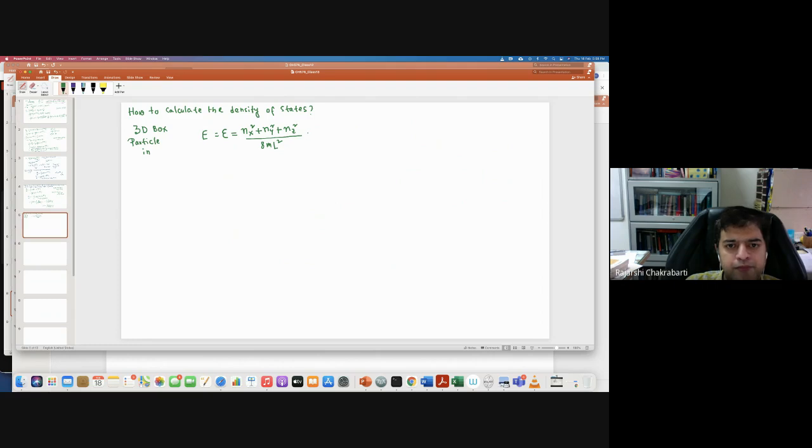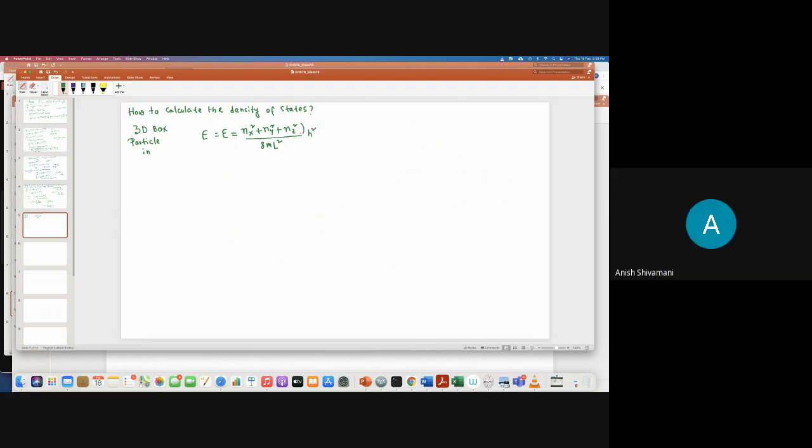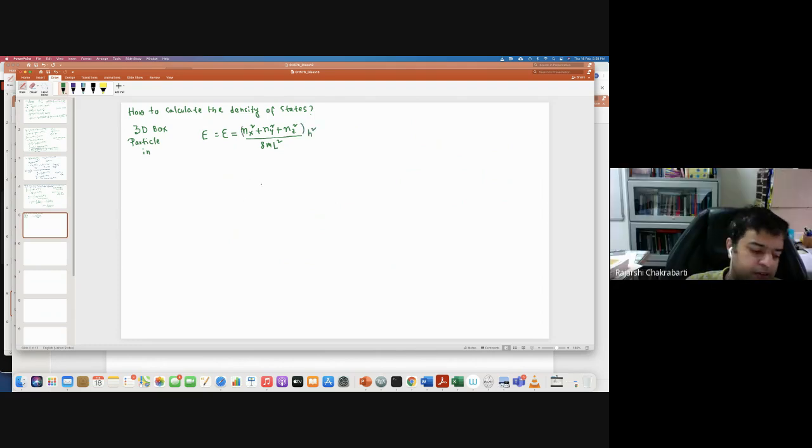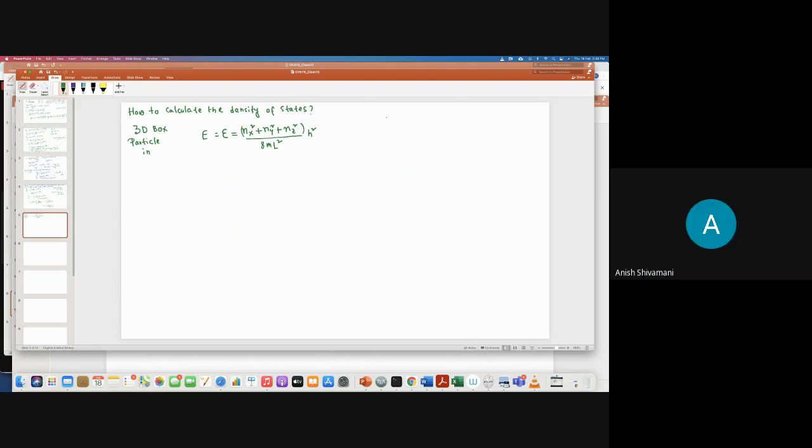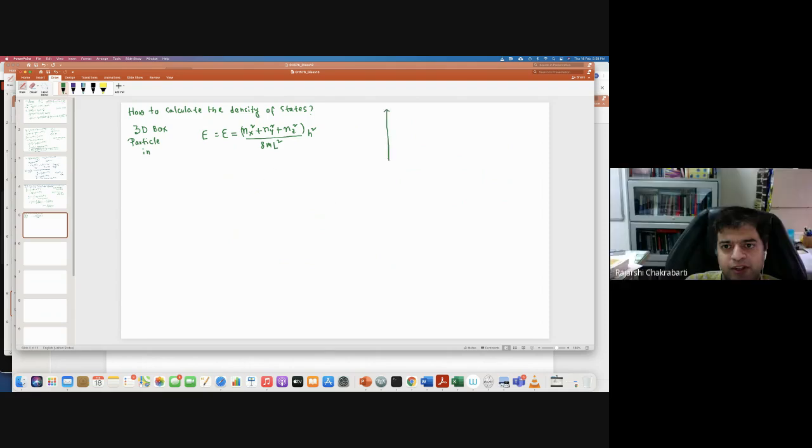Into h square. This is how it is, isn't it? It has to be like this. So I can always think of, if it is in 2D, this is your ny axis, this is nx axis. So I can think of a circle of radius r, and then you have many lattice points here. And I calculate the number of lattice points.